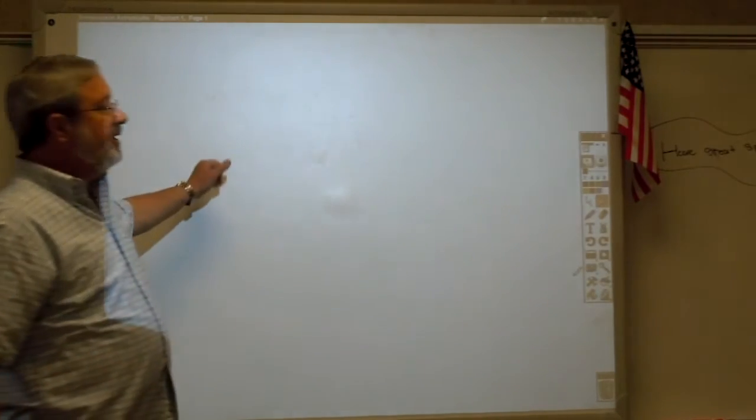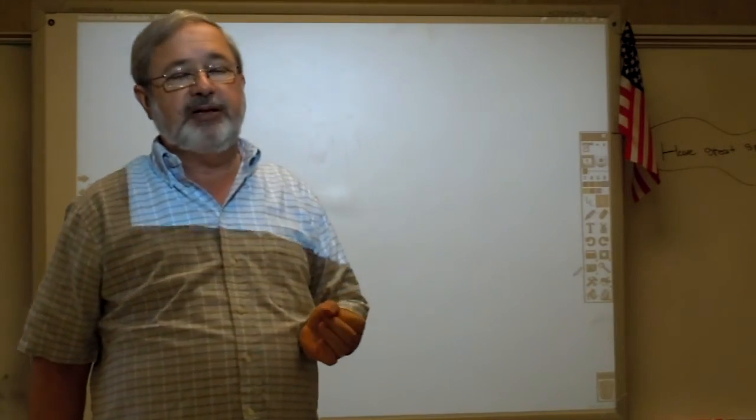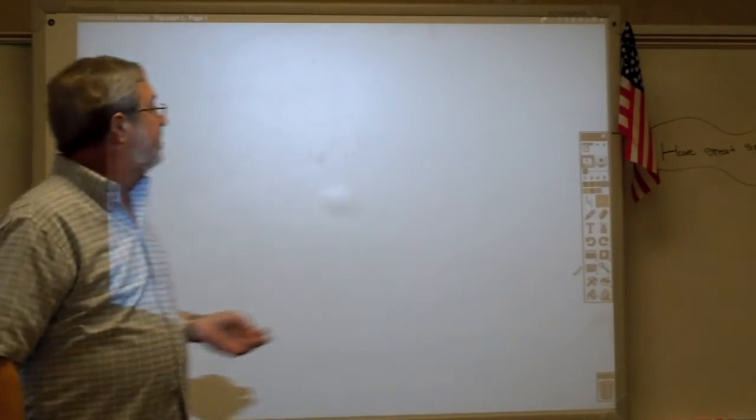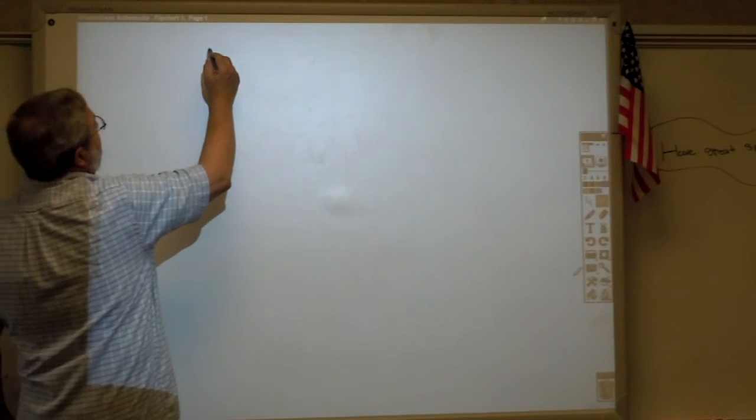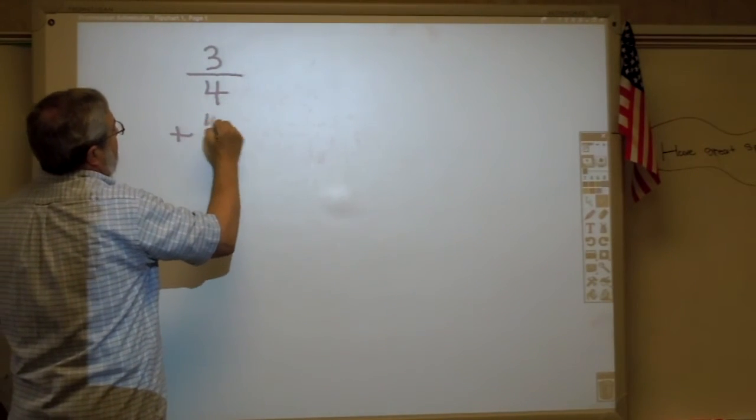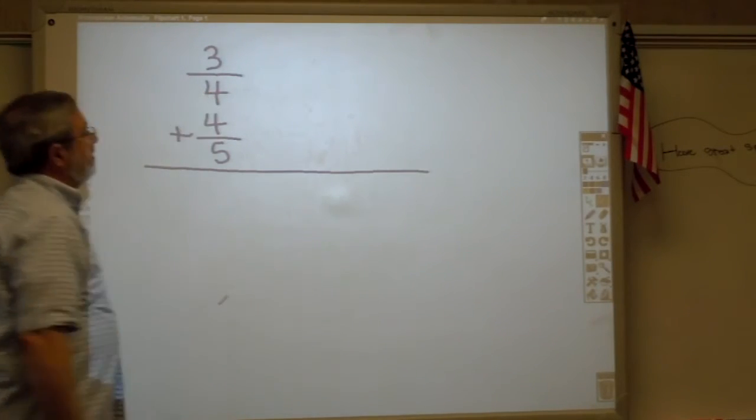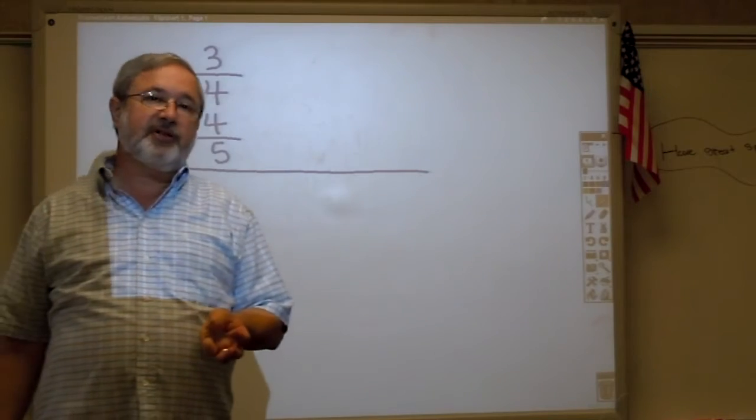I want to pick up the pace a little bit. Now you may have to go back and repeat some of these and play them 2 or 3 times, but I need to kind of pick the pace up a little bit. Suppose we've got one that looks like this. Alright, again, 3/4 plus 4/5, 2 different denominators.